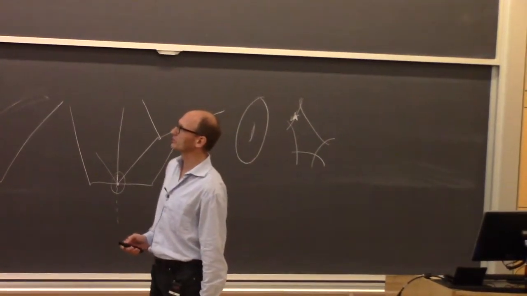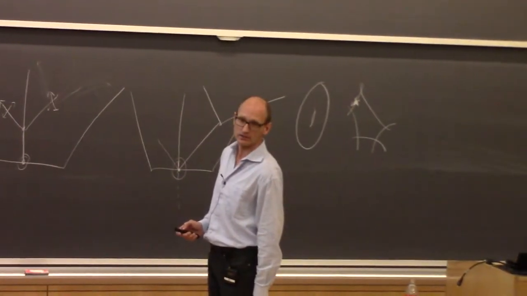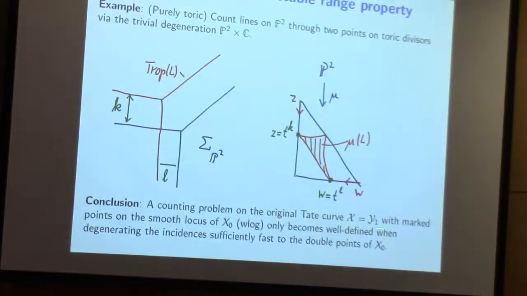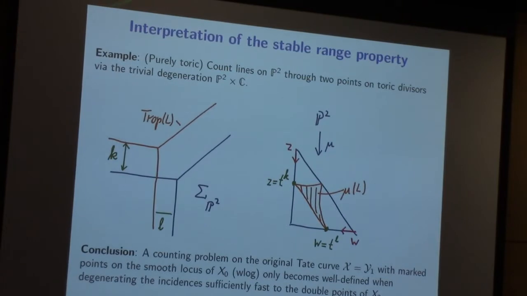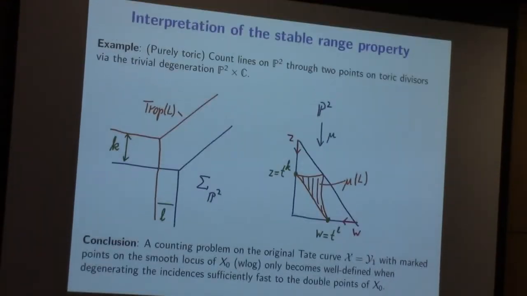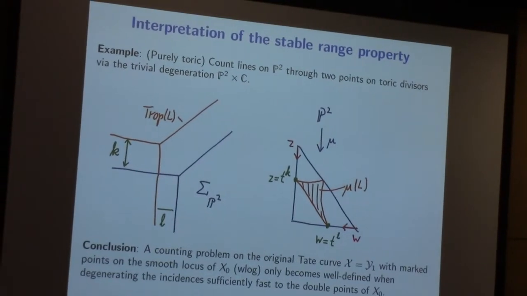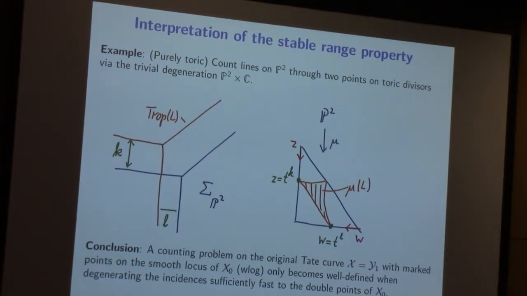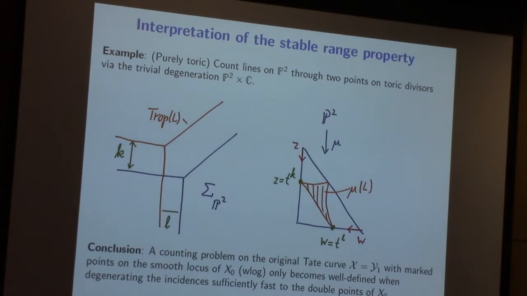One puzzle in the problem is why this is a good condition. Okay, a puzzle on the symplectic side. I'll get to that. Okay, so it becomes only this counting problem, the logarithmic counting problem, becomes well defined once I impose this kind of condition. Once I take the corresponding incidence conditions sufficiently degenerate, then it's a good counting problem from the point of view of logarithmic geometry.